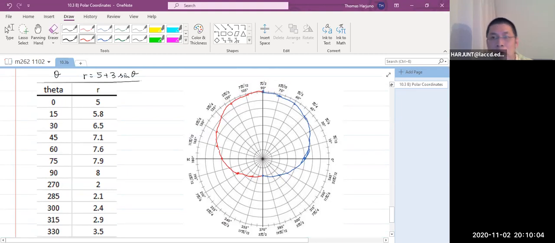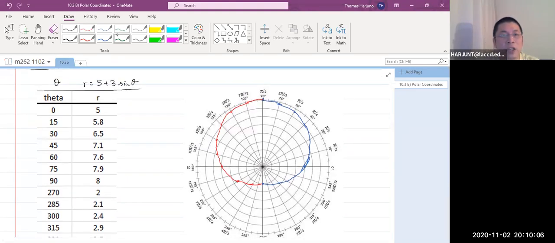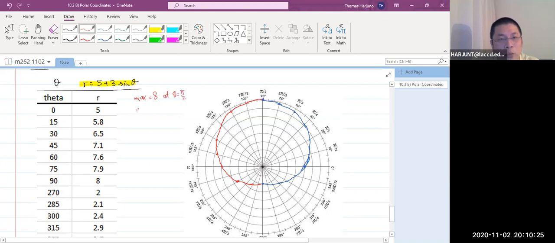Okay. Now, let's come back here. Notice that the r can never be negative, because the maximum, let me use red color, the maximum is 8. And it happens at theta equals pi over 2. The minimum is 2, and it happens at 3 pi over 2 or 270 degrees.